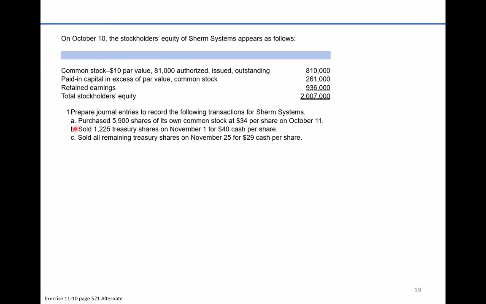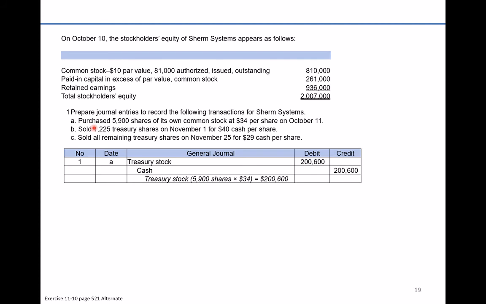Well, let's go ahead now and move on to part A. Let's just record the journal entry for the A transaction. Remember, cash is going to go down, so we're going to credit cash and we're going to debit treasury stock. Treasury stock gets debited for $200,600 and cash gets credited for $200,600.